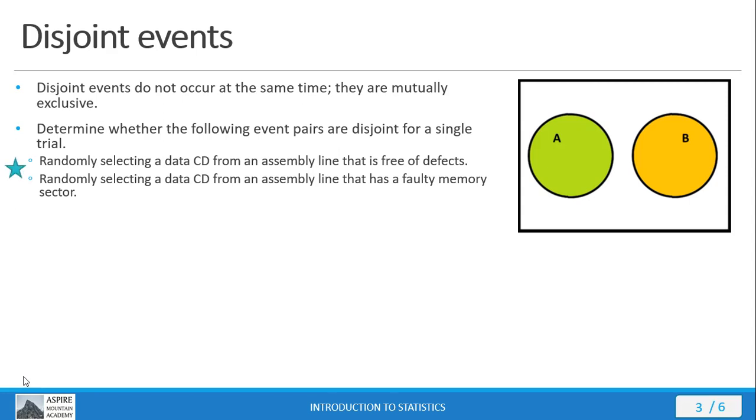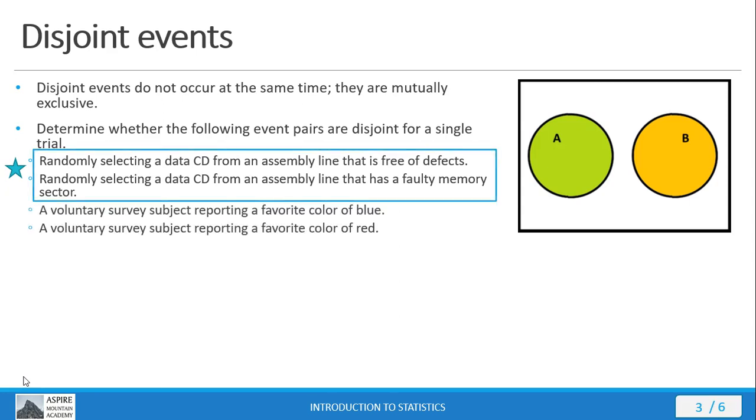Well, I hope you said yes, they are disjoint. If you've got an assembly line that's free of defects, you're not going to pull something from that that has a defect. And a faulty memory sector is a defect. So yes, there's no overlap here between these two events. They cannot occur at the same time. Therefore, they are disjoint.